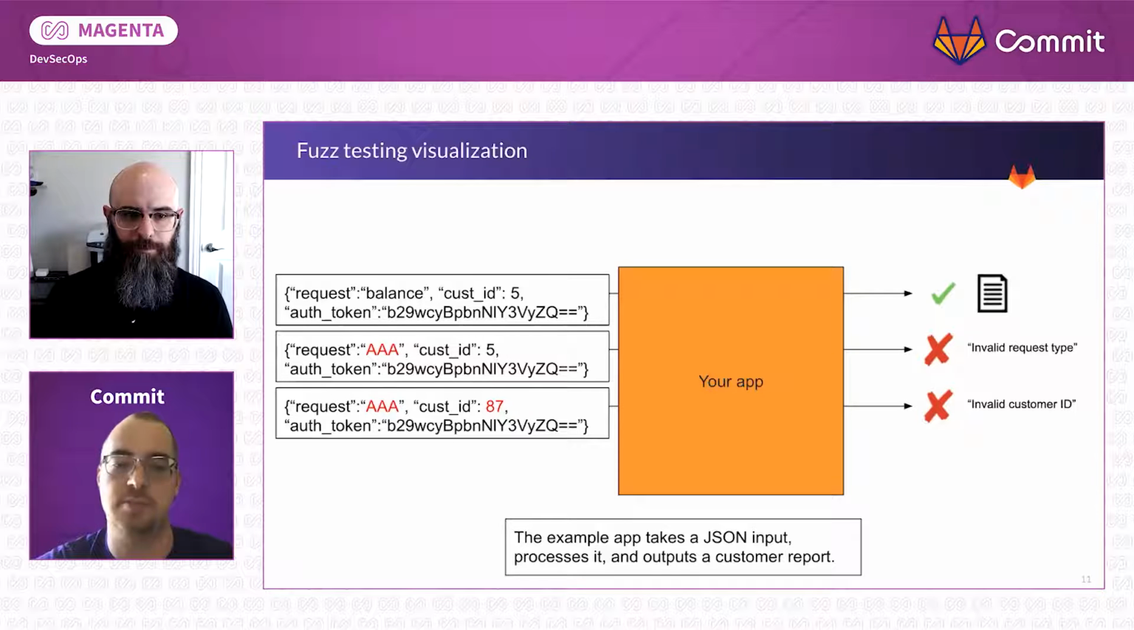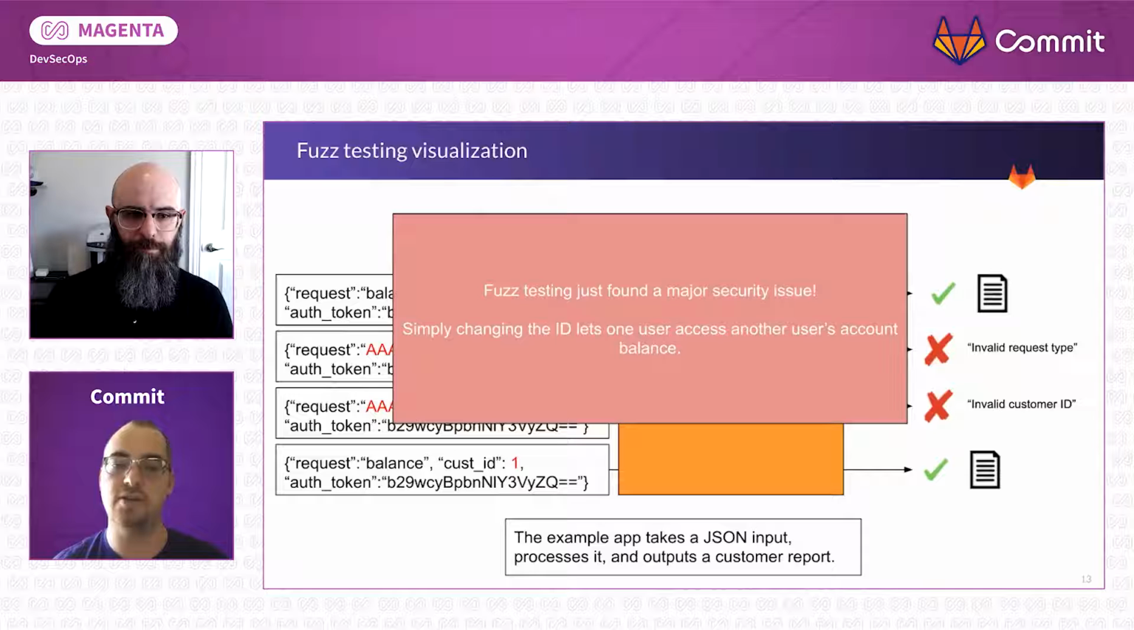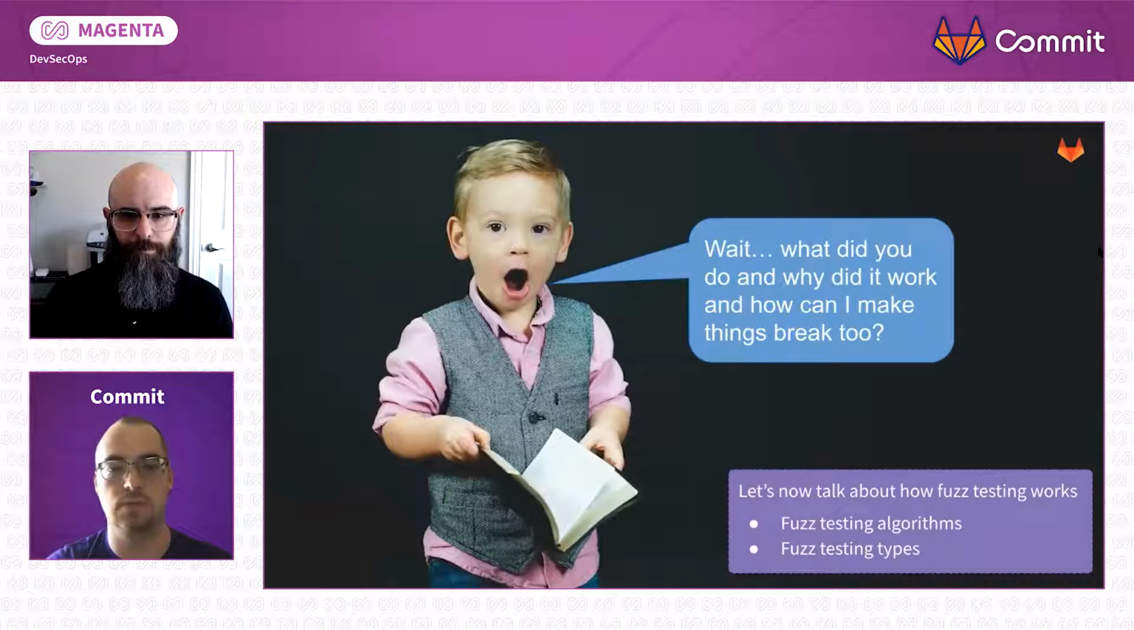Similarly, if you ask for an invalid customer, your app might notice that and say, hey, this is an invalid customer ID. But let's say that your app didn't test the case where a valid customer ID was given, but an invalid authentication token was found. In this case, the app might give the customer report to the other user. And this is a major security issue that fuzz testing can find. This sort of edge case where one user can use their authentication token to access the data of another user is a major issue, and one that we hope fuzz testing will be able to help you find in your own apps. And so now David's going to talk a little bit more about the different types of fuzz testing.